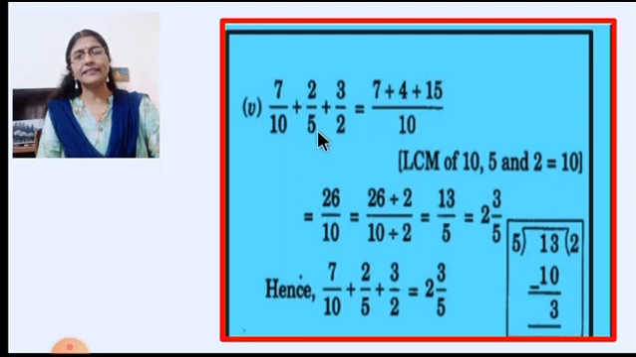Now here 5 is there. 5 2s are 10, so we will multiply by 2 here also. 2 2s are 4, so 4 is written here. Now here, 2 times how much is 10? 2 5s are 10. So same thing here also, 3 5s are 15. Now we are going to add these 3. When we add, we will get 26 upon 10.